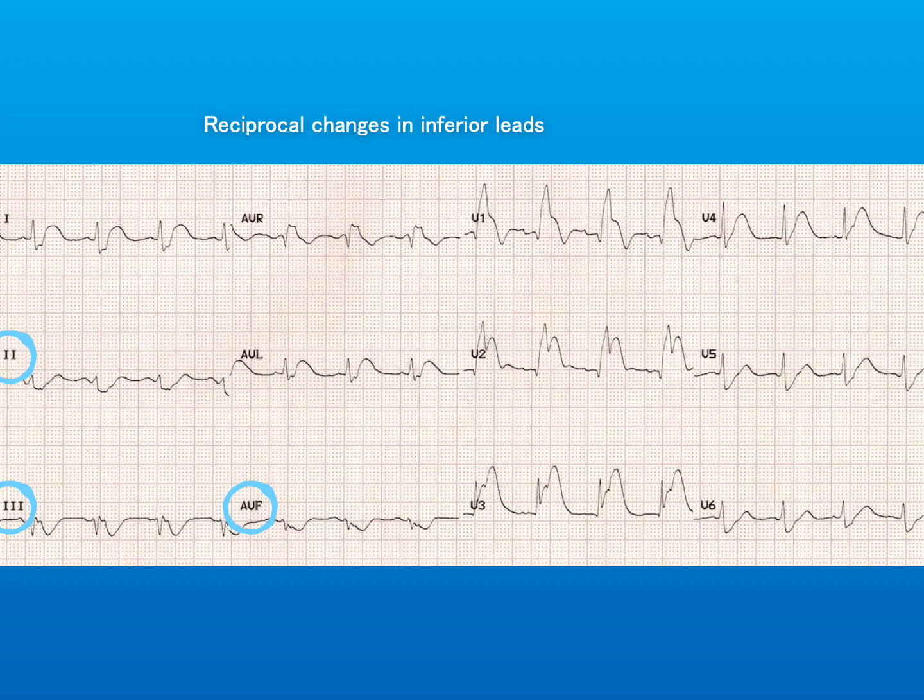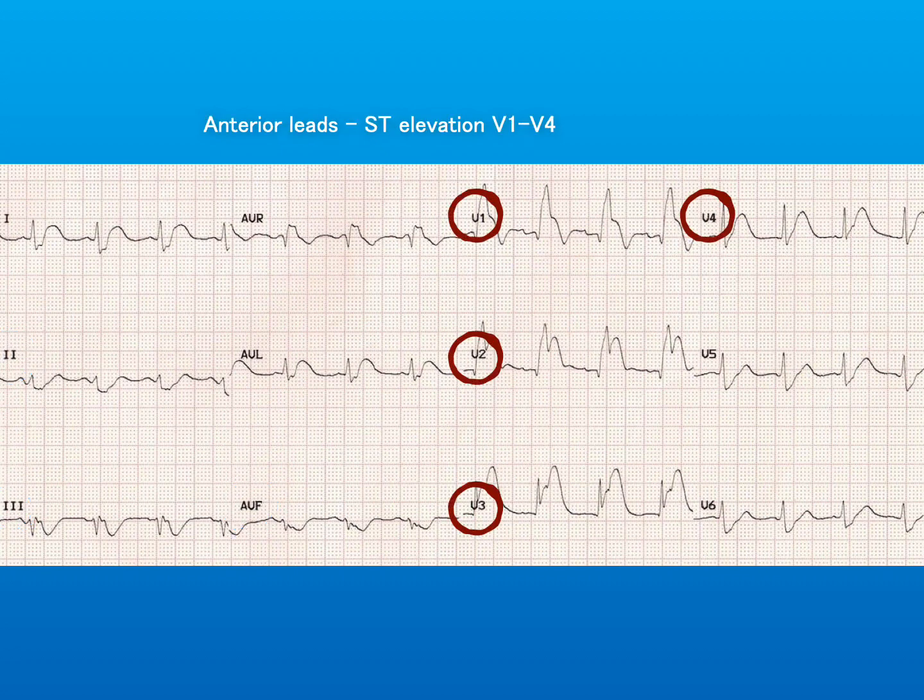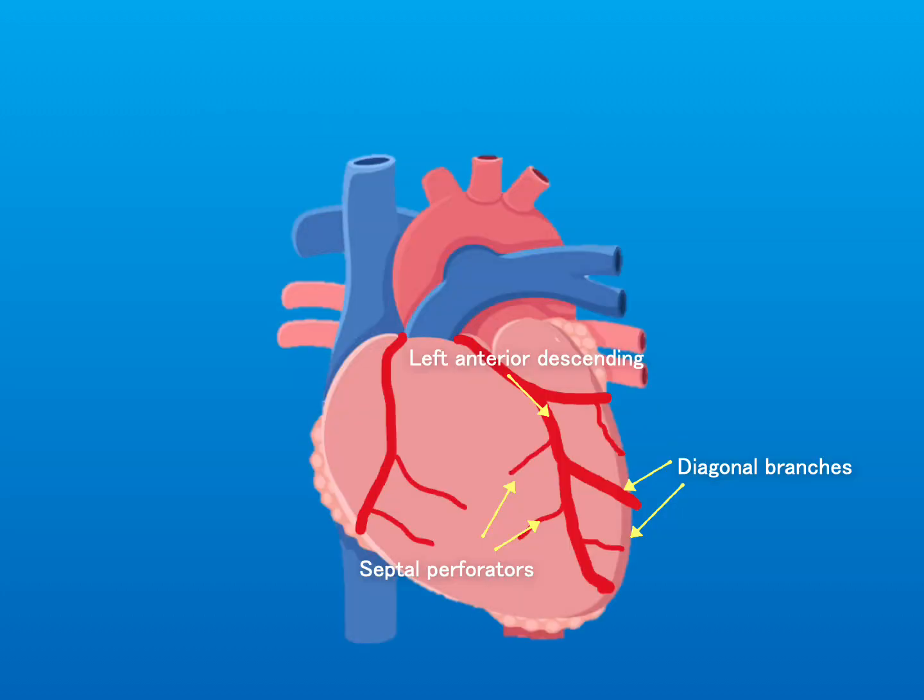The number of leads involved is important because it can associate with the degree of ischemia and therefore the degree of myocardium at risk. Now, looking at the anatomy, you can see that the branches of the LAD include the septal perforators and then the diagonal branches. The septal perforators will supply the septum, and the diagonal branches will go to the anterolateral wall.